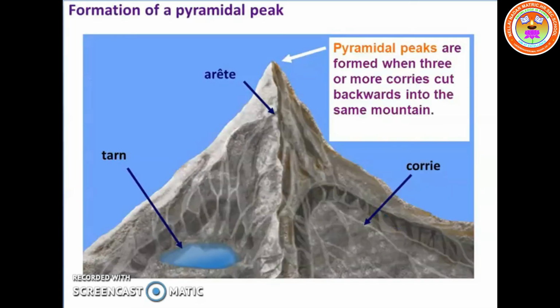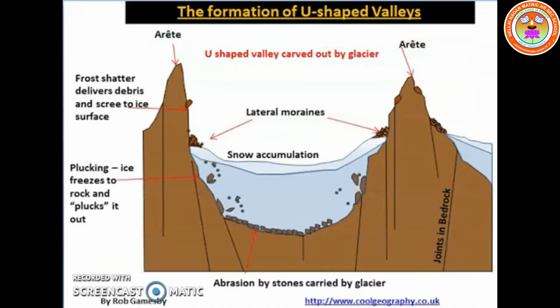The third one is pyramidal peak. The pyramidal peak is formed when three or more cirques meet together. For example, the Matterhorn. Next one is the U-shaped valley. When the glacier moves down along the river valley, the valley further gets eroded deep and wide to form a U-shaped valley.